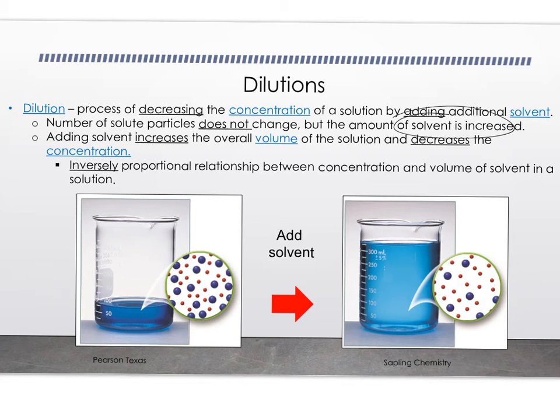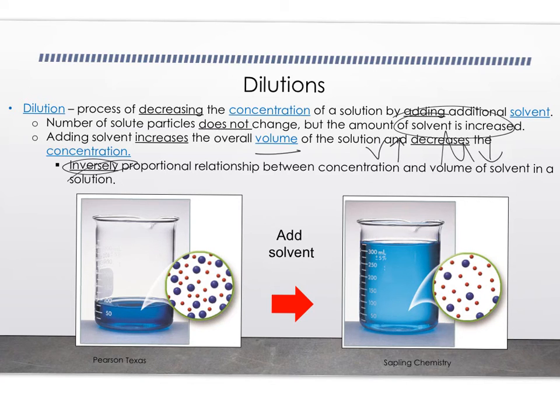If you decrease the solvent amount, you're actually increasing the concentration because you'll have more solute within that lesser amount of volume. So adding solvent is going to increase the overall volume, so it's going to decrease the molarity. So as you increase volume, you decrease molarity, which makes that an inverse relationship, because if one goes up, the other one goes down, and vice versa.